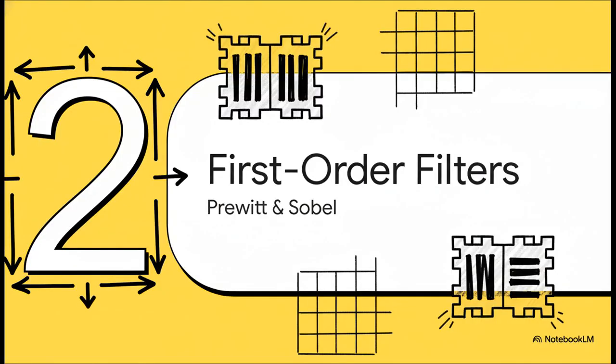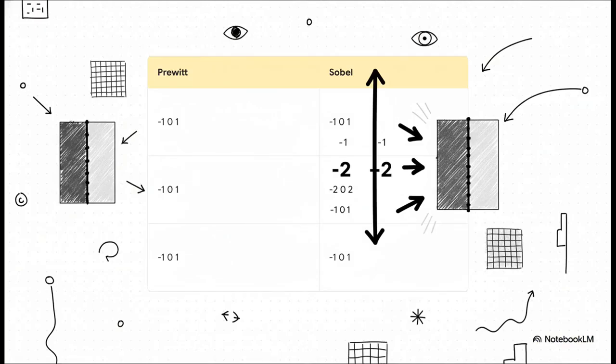Okay, theory is great, but let's see some of these famous kernels in action. We're going to start with two absolute classics used for detecting horizontal and vertical edges, the Prewitt and the Sobel filters. So here are two different kernels, both designed to find vertical edges. See the pattern?